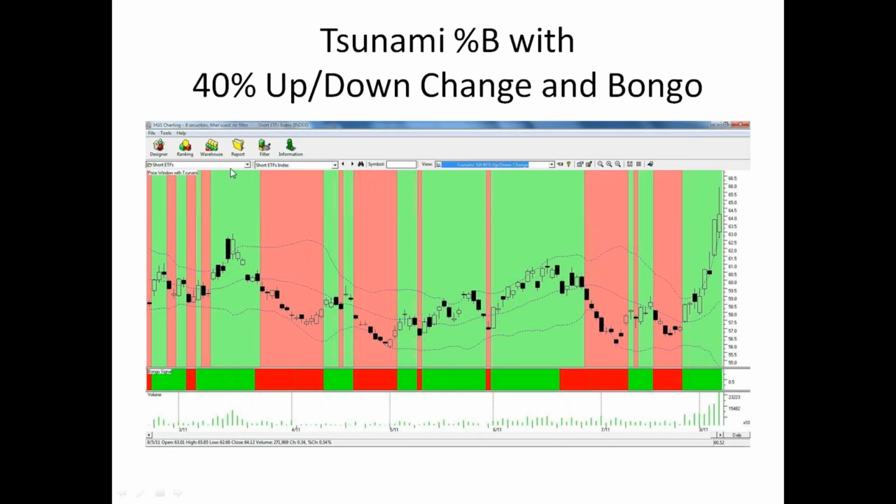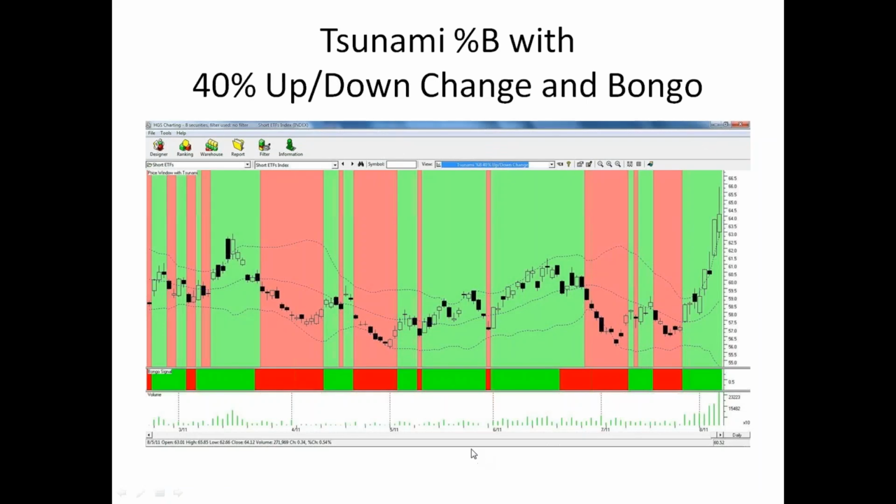I'm using the short ETF user group, and the security I picked is the shorts ETFs index. One of the things you have to be careful about, catches me all the time too. When you first launch this chart, the index is not the first security that shows up. It's one of the components. So all you do is you click this drop-down box and change it to the index. And here's our view, Tsunami %B, 40% up-down change.